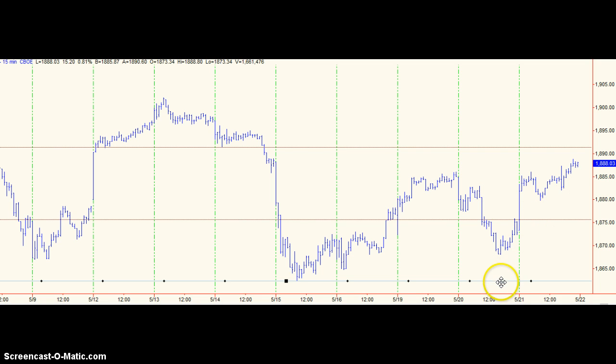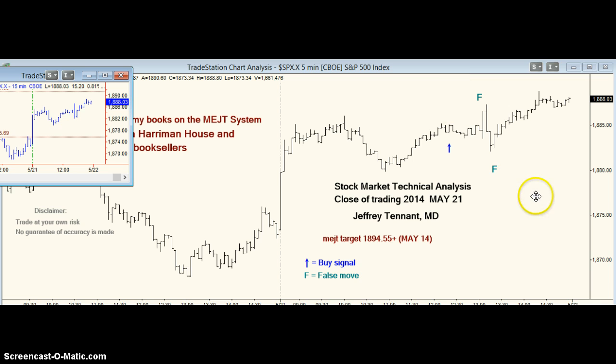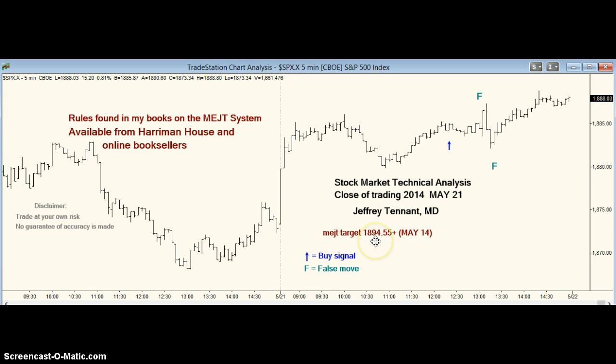I hope we get to the 1890s first. But based on this pattern, we could stop here. I don't think we will, but it's possible. As far as the mejt system is concerned, it doesn't have a call for tomorrow, but I'd love to see this failed 1894.55 plus target print, even though it doesn't have to if we're near a major change in trend. And that's today's call.